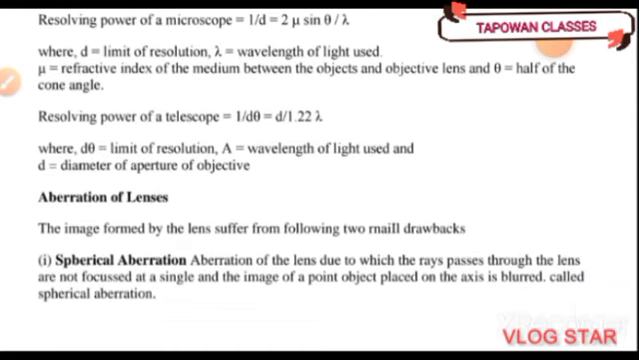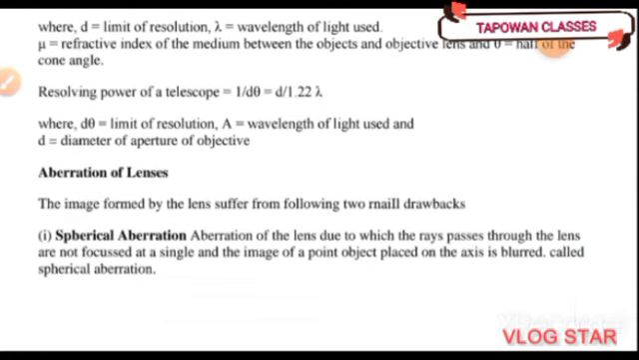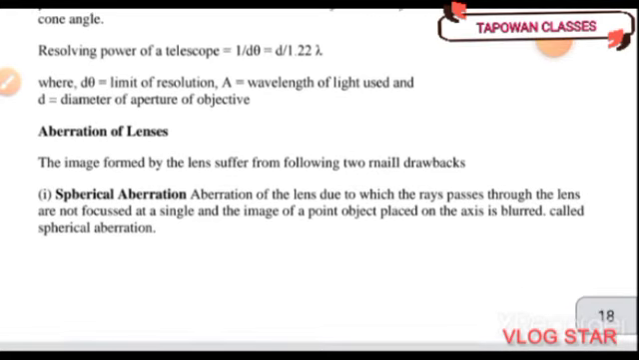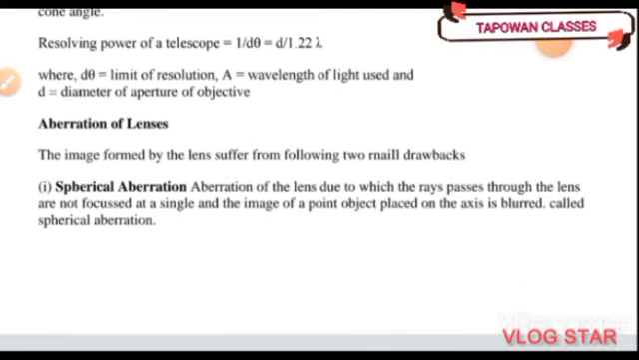The resolving power of a telescope is 1/dθ = D/1.22λ, where dθ is the limit of resolution, λ is the wavelength of light used, and D is the diameter of the aperture of the objective.